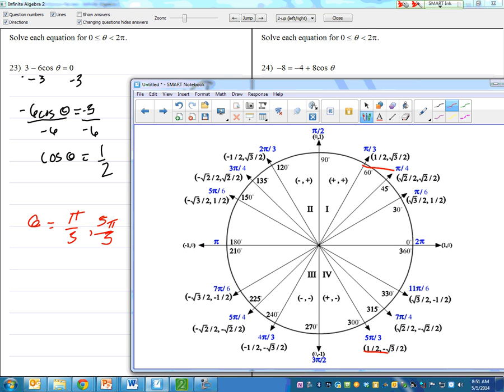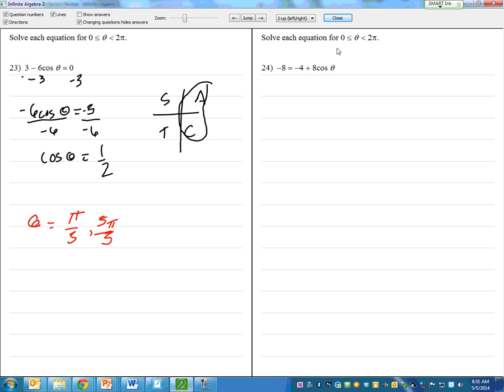All right, so let's look at number 24. First thing that we need to do is add that 4 over. So we're going to take this 4 right here, and add 4 to both sides. So that gives you negative 4 is equal to 8 cosine theta. We divide both sides by 8. And we have cosine of theta is going to equal a negative 1/2. Since we're equal to a negative 1/2, going back to this chart over here, we know that cosine is negative in these two quadrants. So that means I need to be looking in quadrant 2 and quadrant 3.